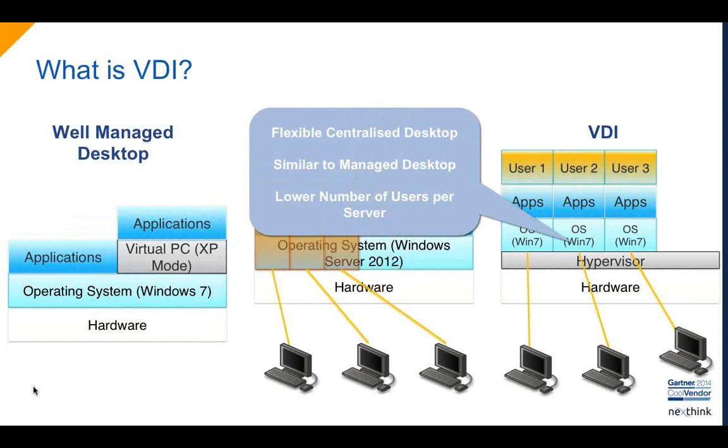Now, the disadvantage here is we have a lower number of users per server. In the remote desktop type of desktops, as I said before, we can have up to 200 users connected to a single server. But in VDI, the number here drops maybe to 20 devices, maybe to 30 devices, maybe less. It depends on the resources that we assign to that virtual desktop.